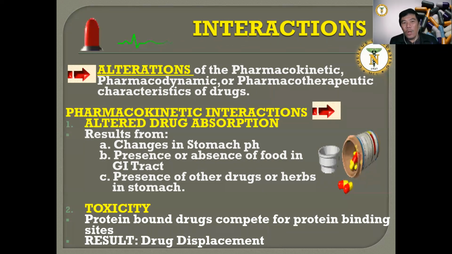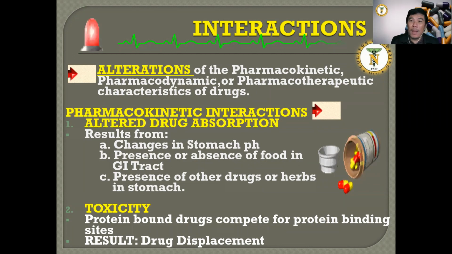So that's why when we talk about pharmacokinetic interactions, this results from the following: changes in stomach pH. If we say changes in stomach pH, so we are familiar that the pH of the stomach is obviously acidic. So if it becomes alkalinic, it may affect the absorption. Another, there are drugs that we have been oriented that it may promote effective absorption if it is given on an empty stomach, or it must be given on full stomach.